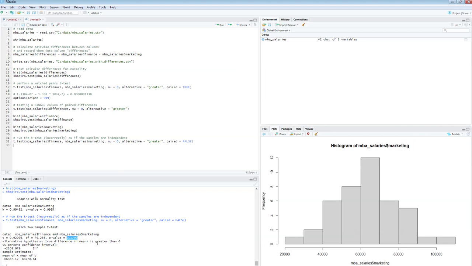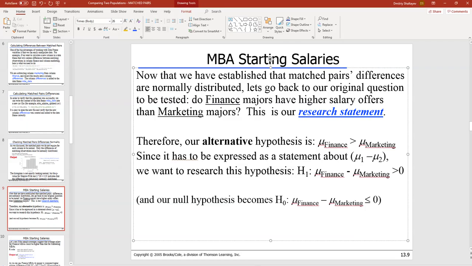In the previous case, when I analyzed this data as paired, matched pairs, my p-value was very small, and I rejected the null in favor of the alternative. Now, I fail to reject the null, and I get exactly the opposite answer. So when I fail to reject the null, my null stays, and what does it say? That finance MBAs do not get higher salaries than marketing MBAs. Salaries are the same or even lower for finance MBAs.